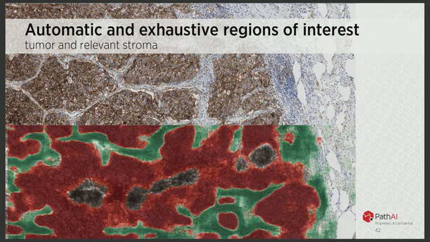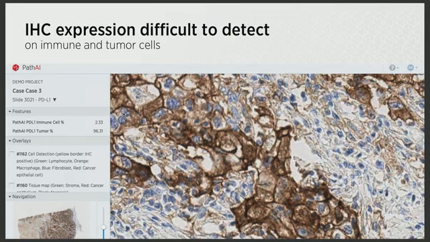This is immunohistochemistry in a cancer, where we've trained a model to identify all of the cancer epithelium in red and the cancer stroma in green. So now we know where the protein is being expressed, in the epithelium or in the stroma.